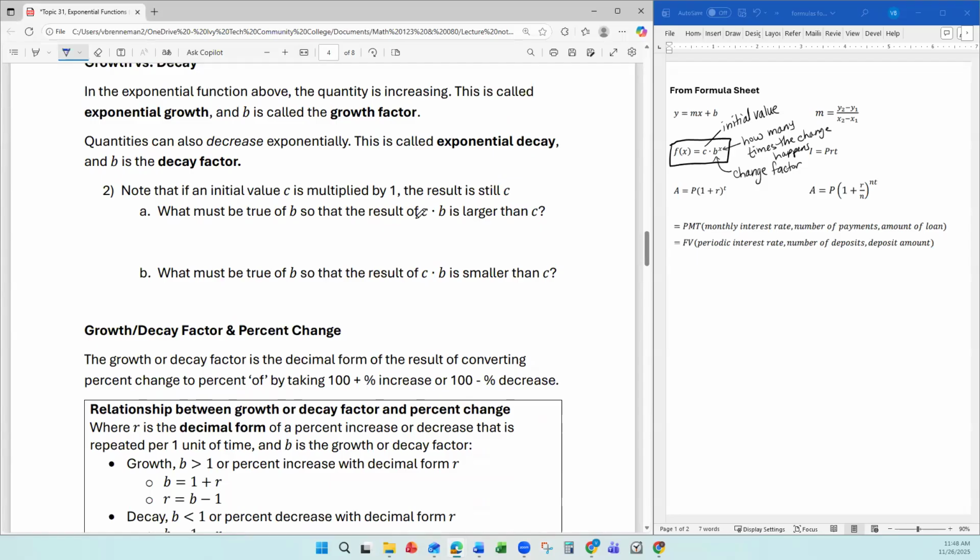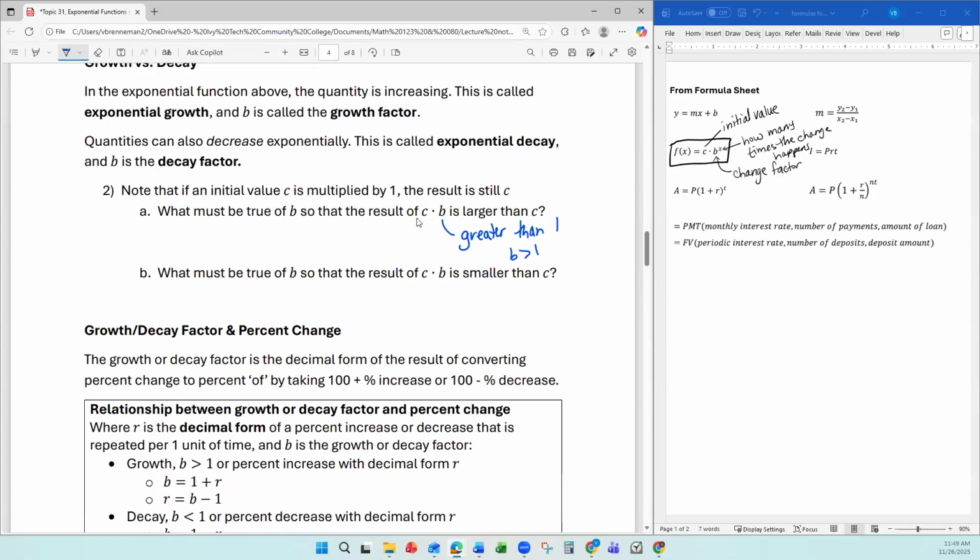So think about if you're multiplying: if you multiply by 1, it doesn't change it. If you multiply it by something bigger than 1, it is going to increase. So to get a larger number, if we're taking C and multiplying by something, that has to be greater than 1. So we have more than one of the thing, then we end up with more than the original. It would be greater than 1.